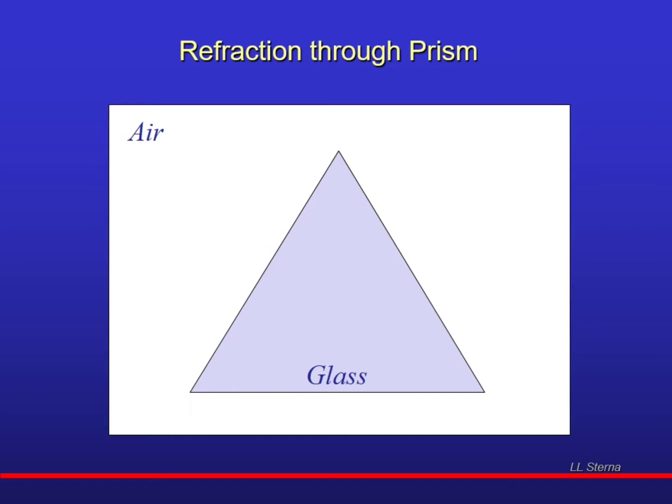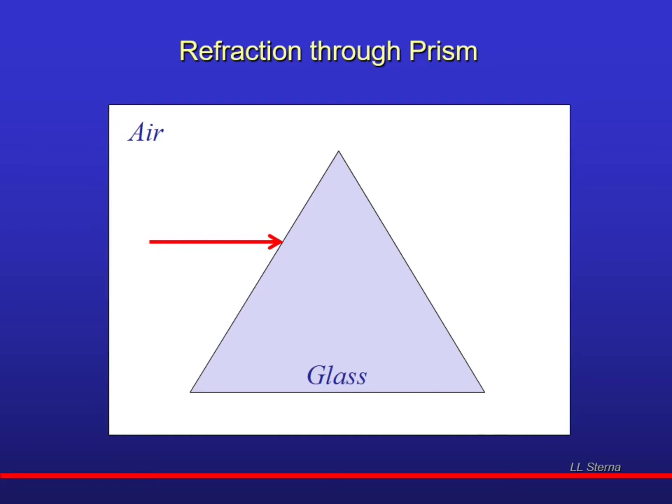So here we have a triangular prism made of glass. It could be plastic or glass, either one. Let's say it's glass, surrounded by air. Let's imagine a ray of light coming from the left. There's the ray of light. We want to know what's going to happen or how it's going to refract as it passes through the prism.